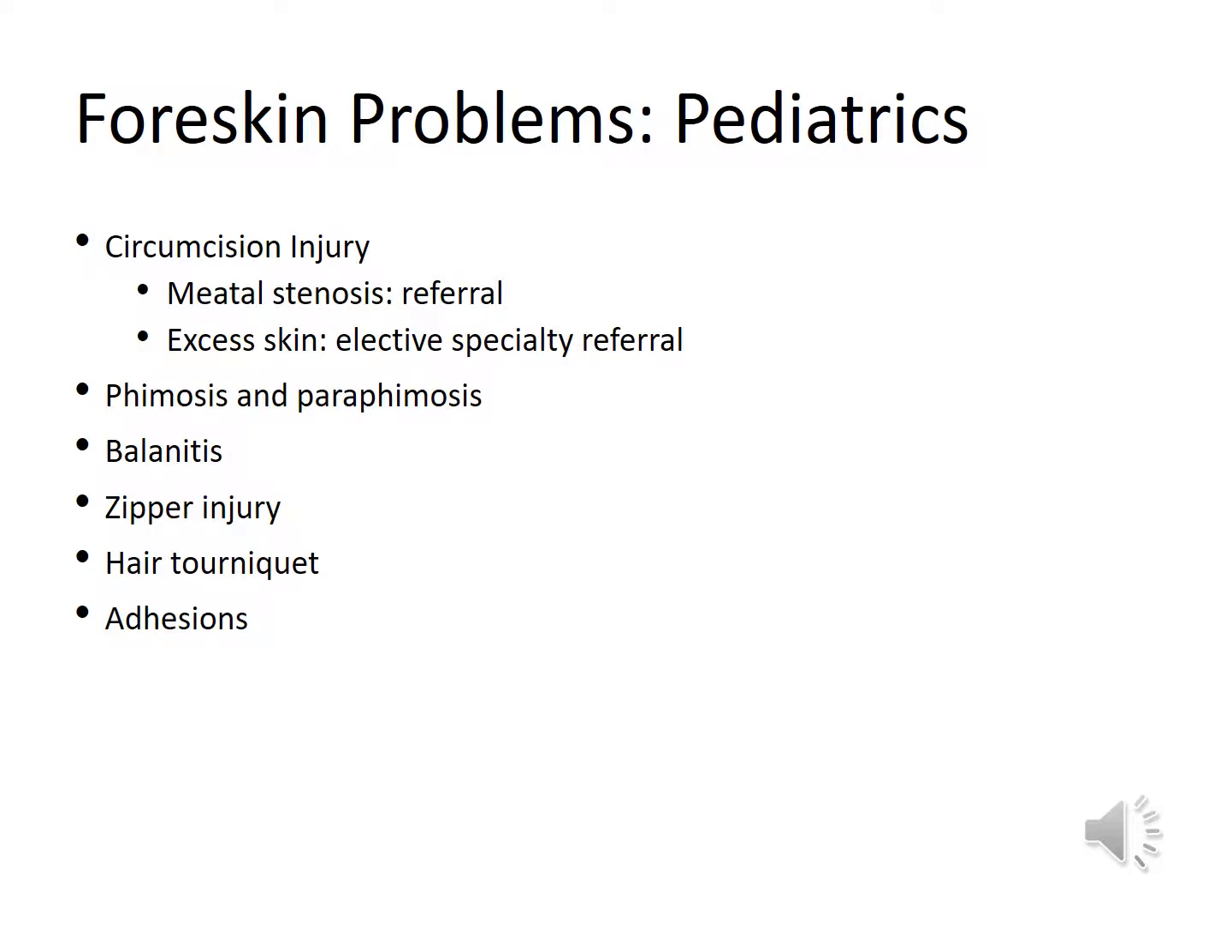Now let's move on to foreskin problems that are common in the pediatric population. Following a circumcision, meatal stenosis is a common condition that can occur. It's rare in uncircumcised boys, and it's thought to develop from irritation of the newly exposed meatus, which usually occurs at the ventral lip. So if you're noticing some narrowing, a pinpoint meatal opening, definitely refer to a urologist for a possible meatotomy.